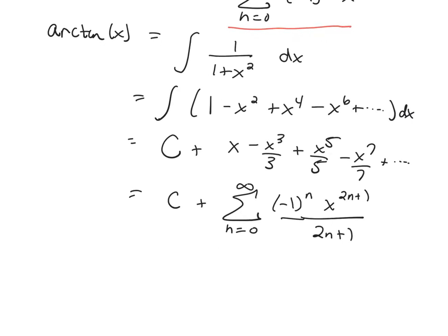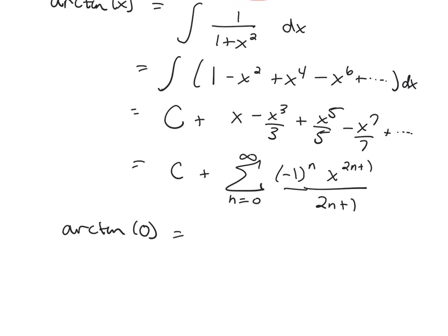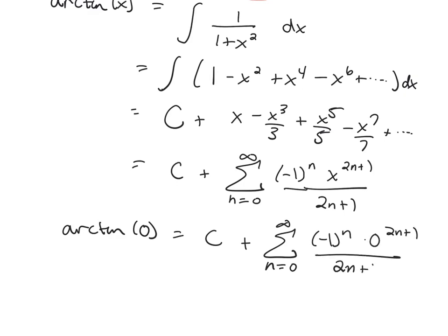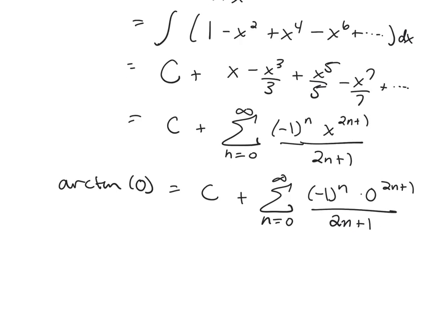Okay, so let's do that. I'm going to have arctangent of 0 equals c plus, and again, when you plug in 0 on this right-hand side, all of these terms other than c are going to be 0. So you're just going to get arctangent of 0 equals c.